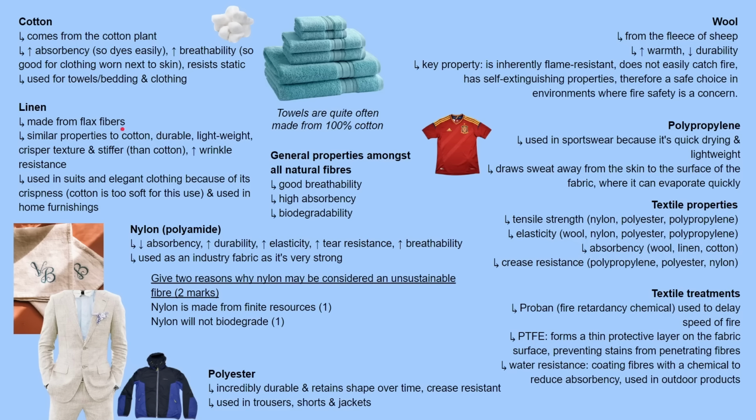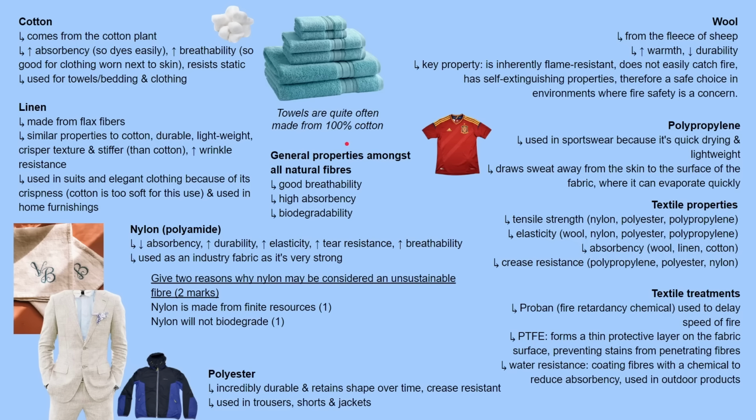Linen is made from flax fibers. It has similar properties to cotton, so it's durable, lightweight. However, it has a crispier texture and it's stiffer than cotton, which is why it's used in suits. And it has a higher wrinkle resistance. So linen is used in suits and elegant clothing because of its crispiness. Cotton is too soft for this, and linen is also used in home furnishings. So for example, this suit made from linen.